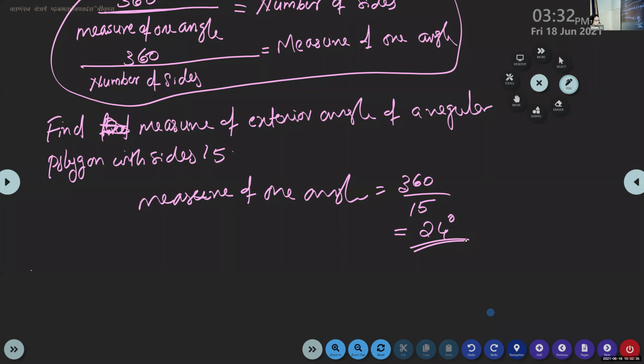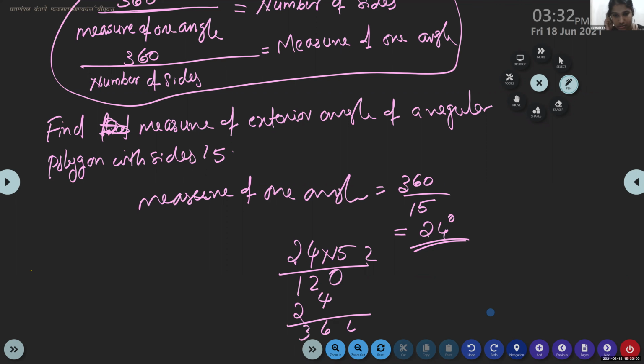Now question number 4 in your textbook, page 44. Ma'am, so are you saying that 360 divided by 15 is 24? It's not so, you multiply 24 into 15. Any doubt? Okay, is it clear? Oh, it was 360. Okay.